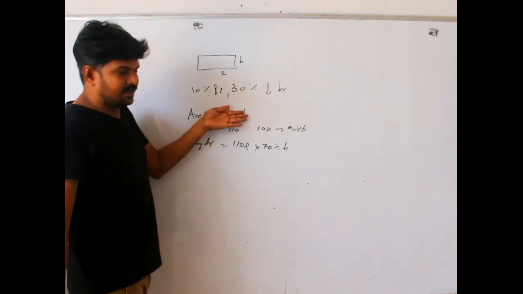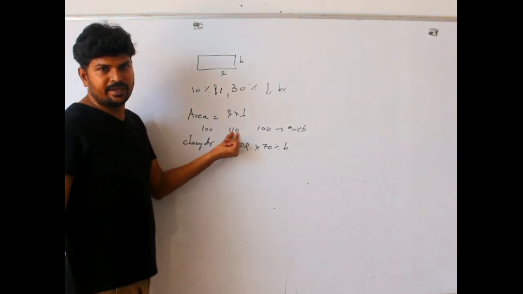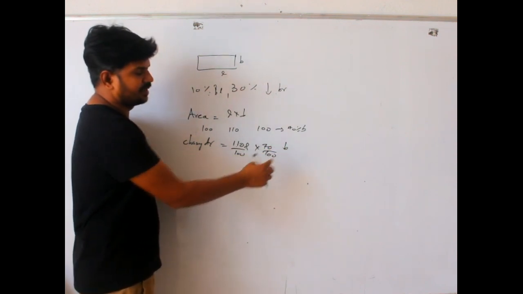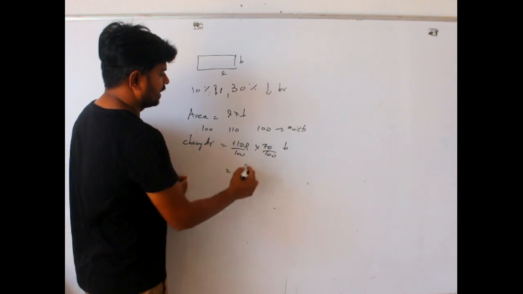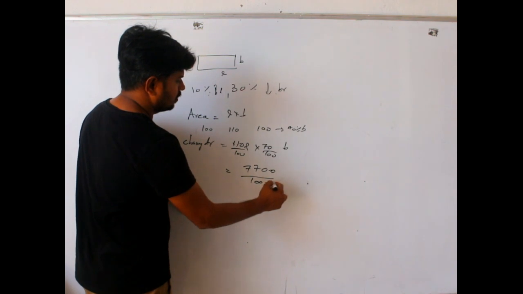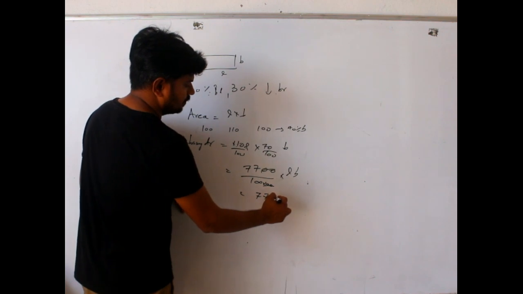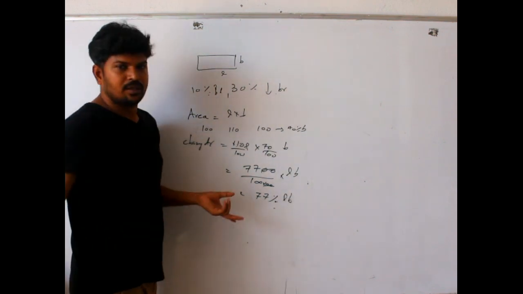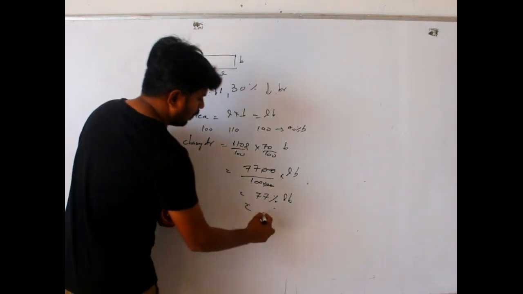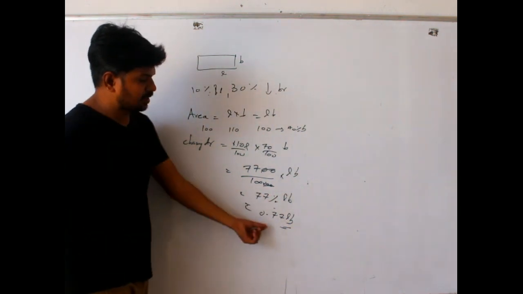Understood? So first find the initial area, L into B. For the changed one, assume 100 and see how much it is moving, 100 to 110. So it is 110 by 100, and for the percentage it will be 70 by 100. Now try to find this value. It is 7700 divided by 10000 into LB. The zeros cancel, it becomes 77% of LB. Initially it was only LB, now it became 0.77 LB.